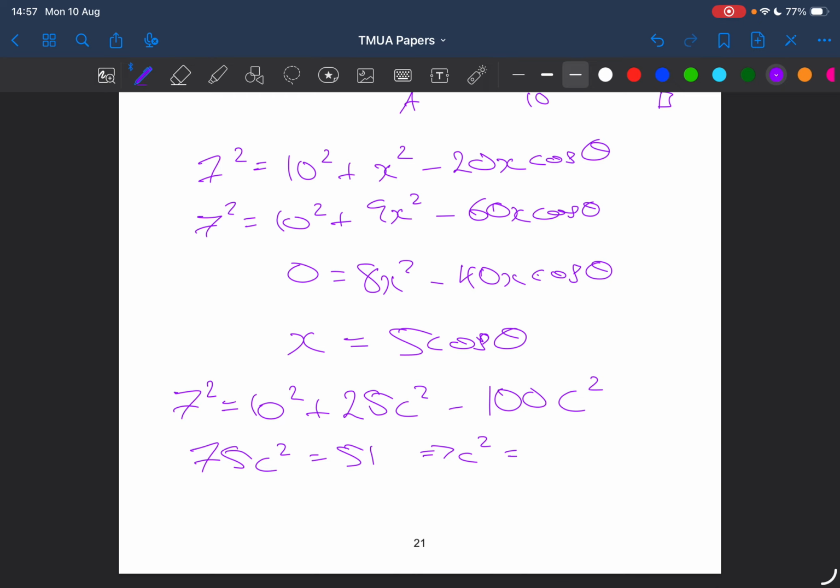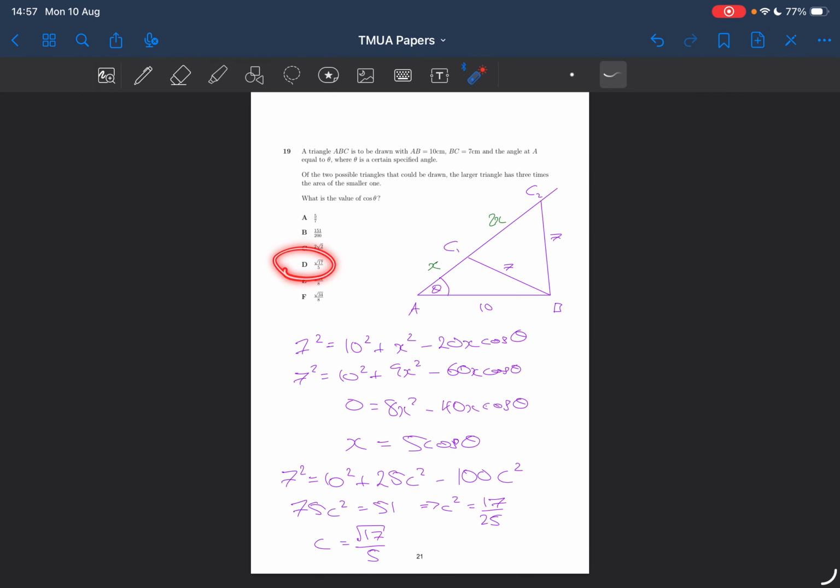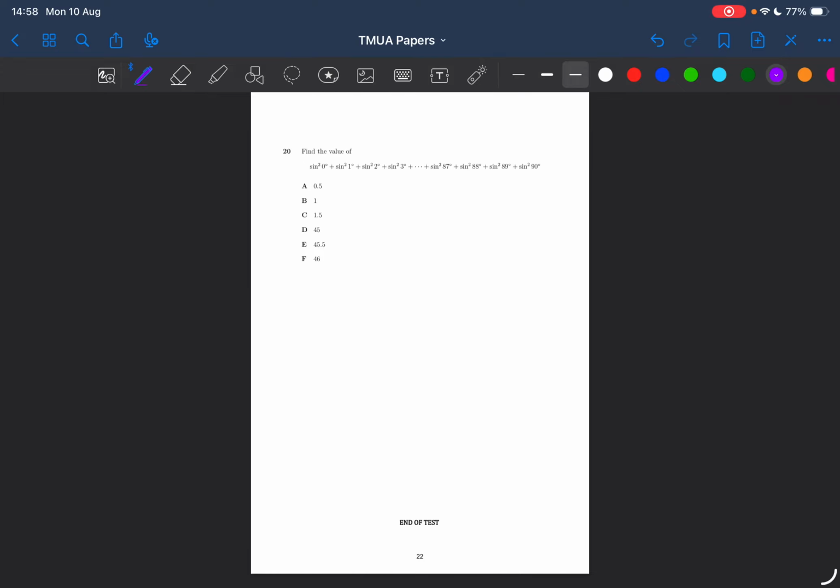So dividing that across, we'll have 17 on 25. And then square root and all that stuff. Root 17 on 5, not 2. Is that one of the answers? It is root 17 on 5. Lovely jubbly. Last one then in the paper.